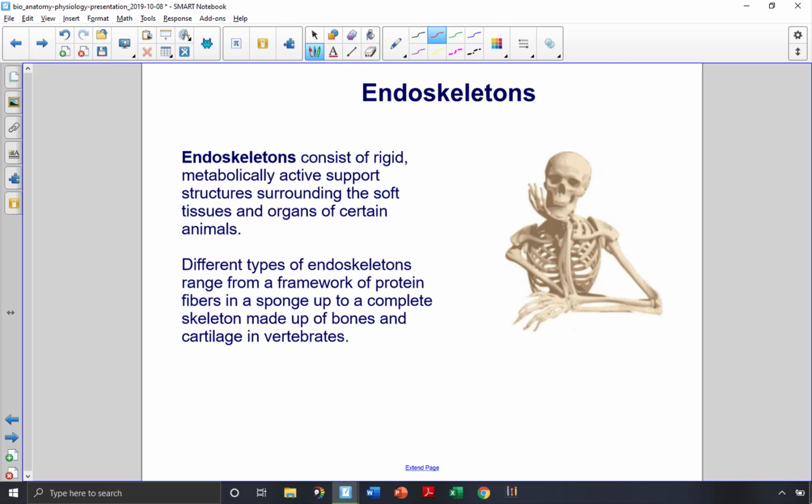Endoskeletons. Endoskeletons consist of rigid, metabolically active support structures surrounding the soft tissues and organs of certain animals. Different types of endoskeletons range from a framework of protein fibers in a sponge up to a complete skeleton made up of bones and cartilage in vertebrates.